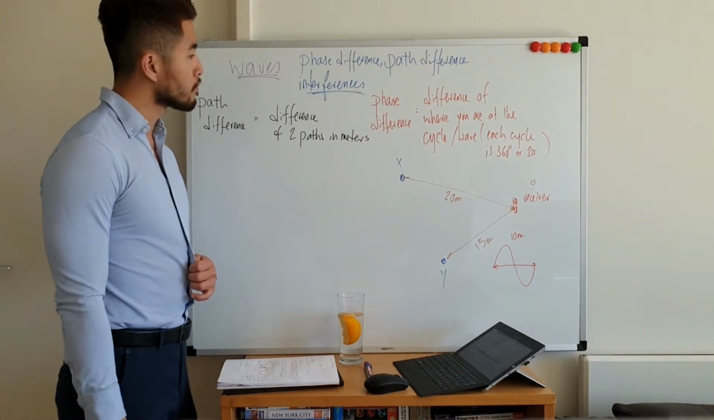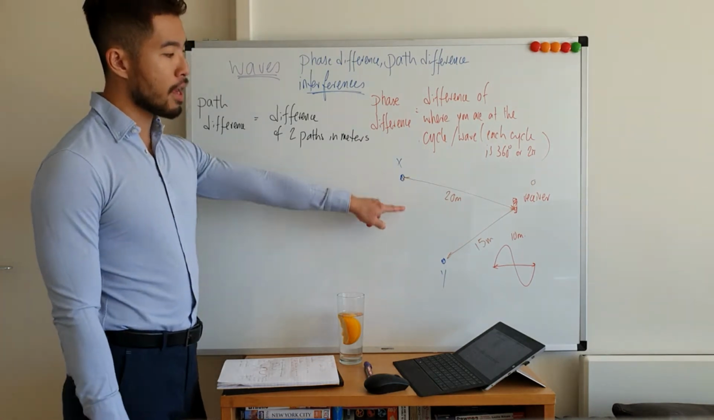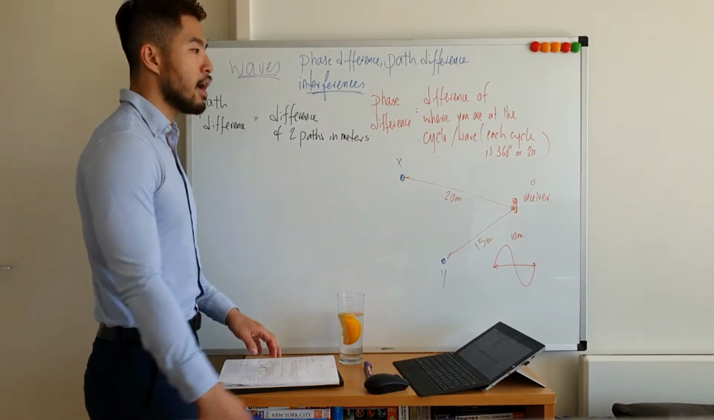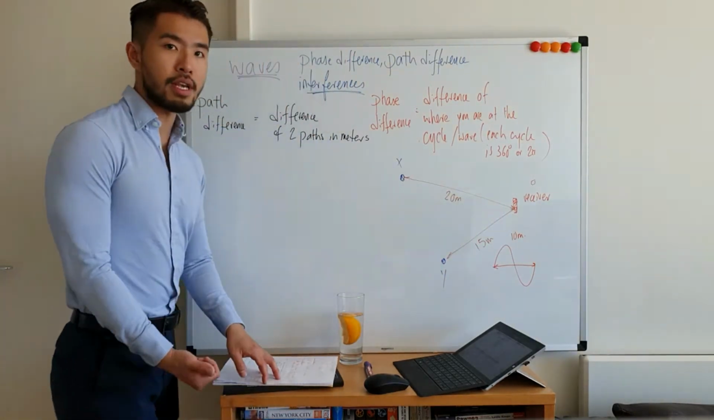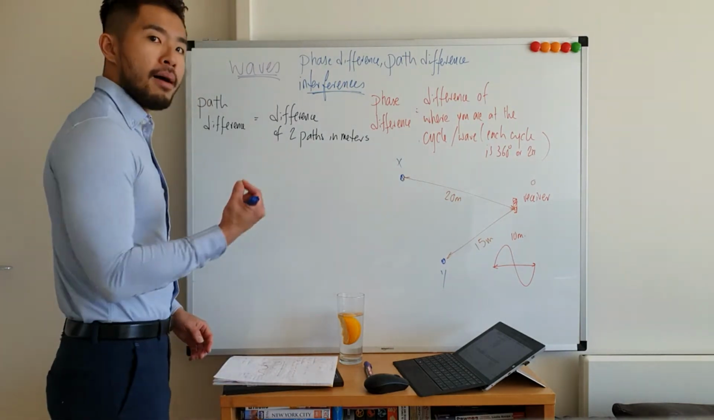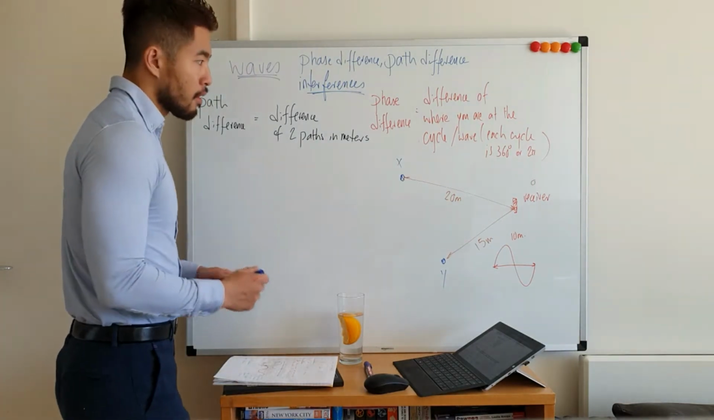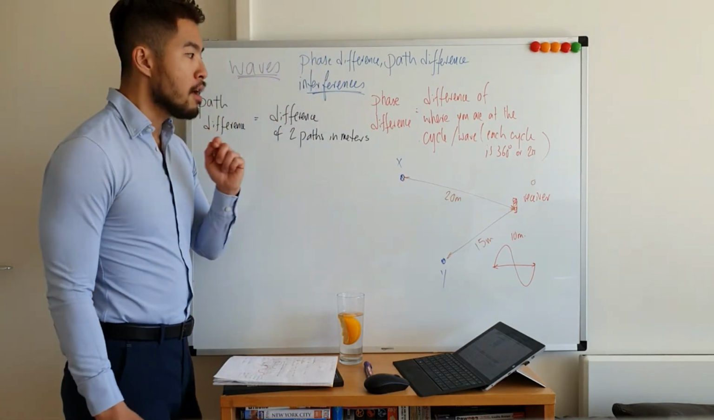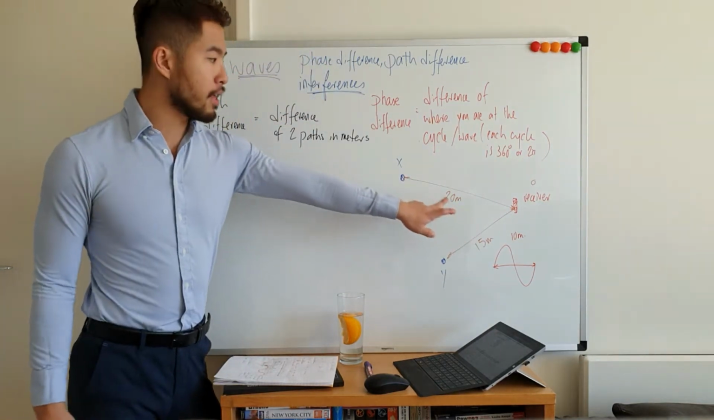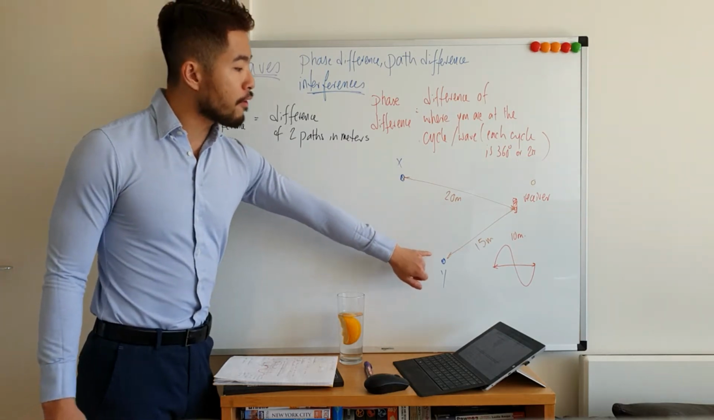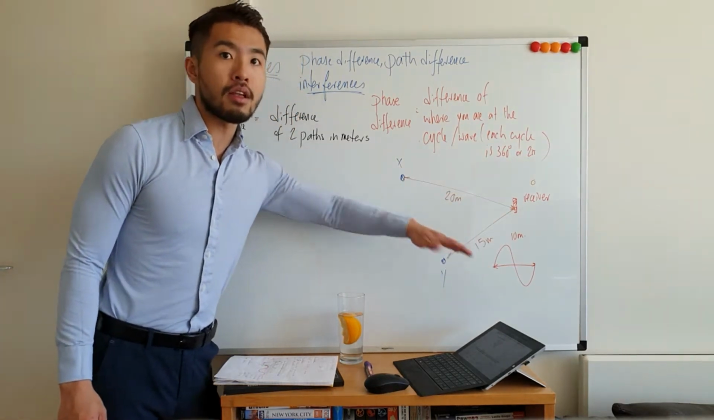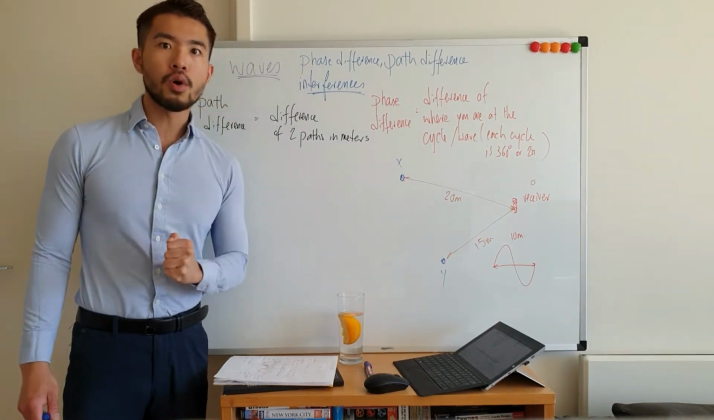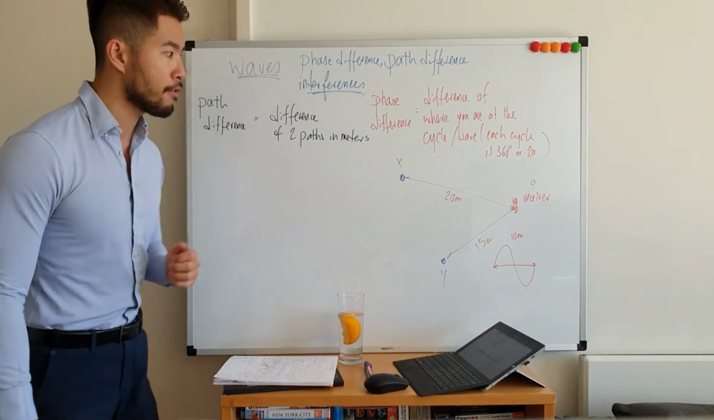What does that mean? That means that if I have sources X and Y, maybe these are two loudspeakers, and I've got a microphone in here, which is a receiver, you have got two paths, from X to the receiver and Y to the receiver. Let's say that from X to the receiver is 20 meters, and from Y to the receiver is 15 meters. The path difference will be 20 minus 15, which is 5 meters.